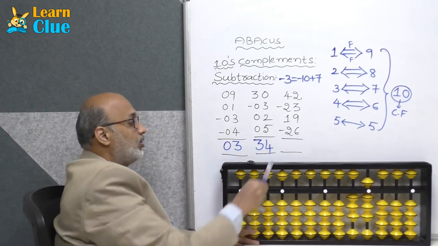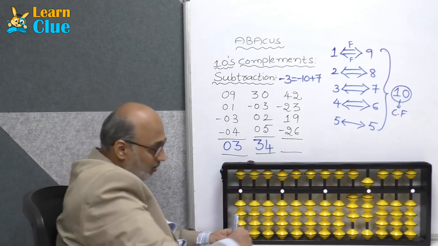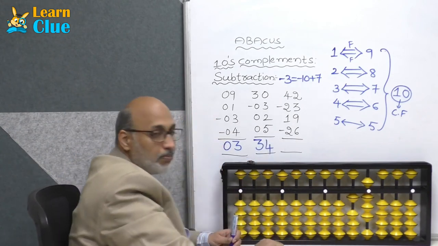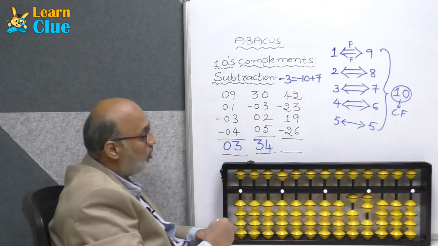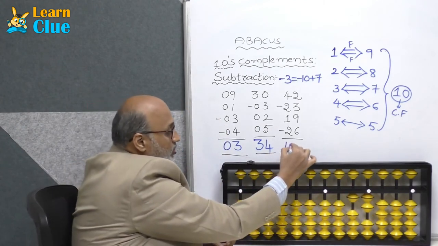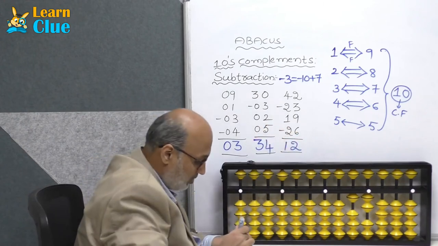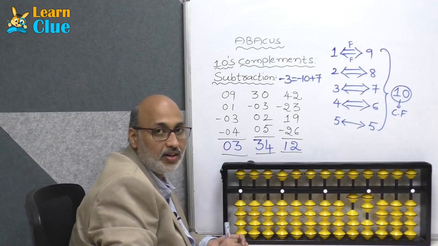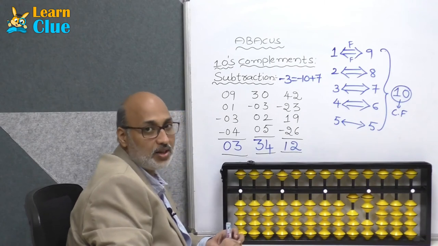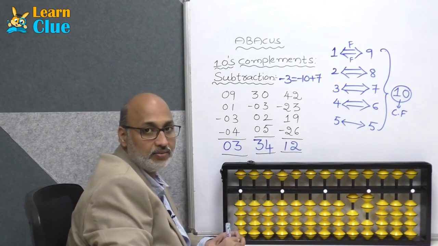Got it? Now, they are asking minus 26. Minus 20 minus 6. How to do minus 6? Which is direct. So, the answer is 12. Like that, you have to practice minus 3 technique in tens complements subtraction.